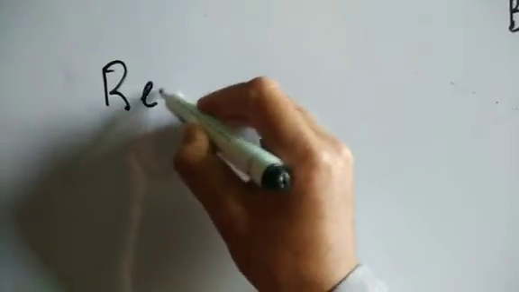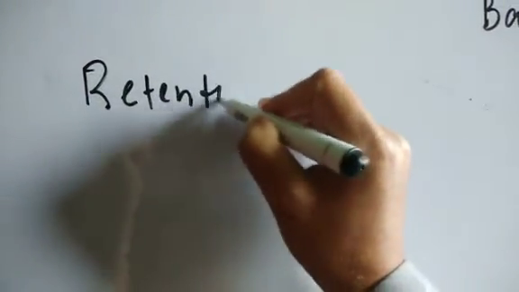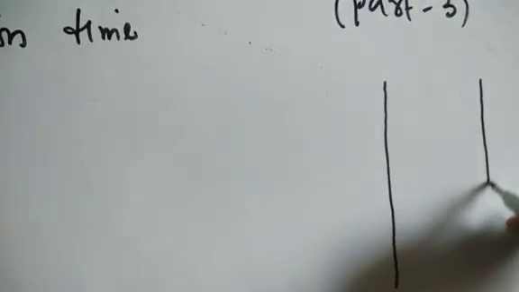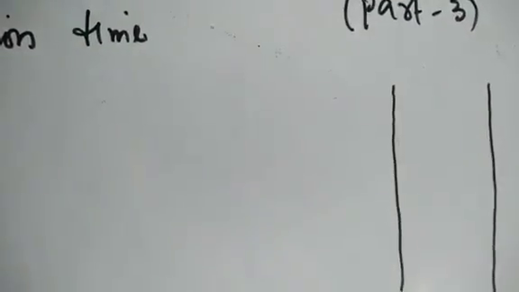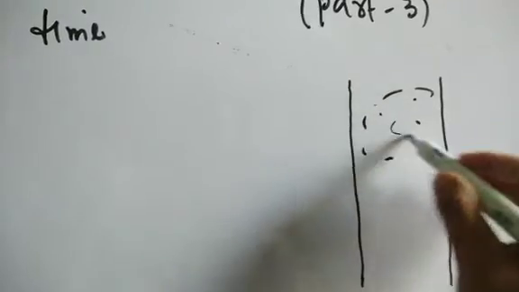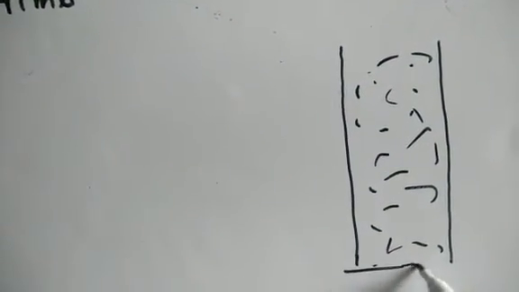After that we have one more term, that is the retention time. We slightly discussed it in the last class, but again there are some important things here that can come in the exam. What is retention time? Now, we have to keep this figure in mind: a column packed with some stationary material. So this is our column, it's packed with some stationary material. Fine.